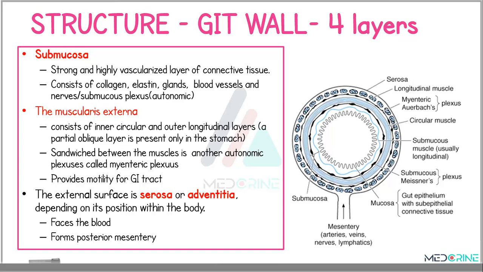Then we have the muscularis externa, which consists of the inner circular and outer longitudinal layers, with a partial oblique layer present only in the stomach. In between the muscles of the muscularis externa, we have another autonomic plexus known as the myenteric plexus. The muscularis externa layer is the one that provides motility for the gastrointestinal tract. The external surface is the serosa or the adventitia, depending on its position within the body, and this layer faces the peritoneal cavity and forms a posterior mesentery.